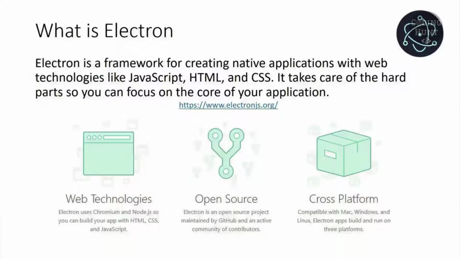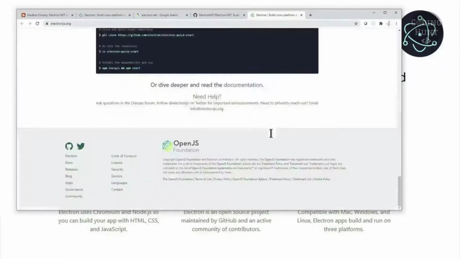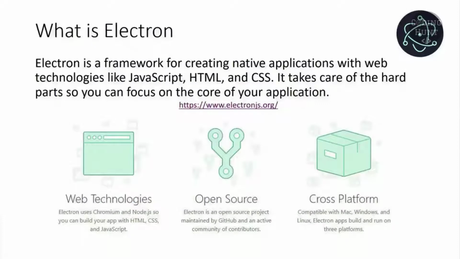Electron is a very popular framework for creating native applications with web technologies like JavaScript, HTML, and CSS. It takes care of the hard parts so you can focus on the core of your application. The website for Electron is electronjs.org, and this site has everything you need to know about Electron. Electron uses Chromium and Node.js so you can build your applications with CSS, HTML, and JavaScript. It is also open source, hosted and maintained by GitHub. It's also, as I said, a cross-platform framework that's compatible with Mac, Windows, and Linux.